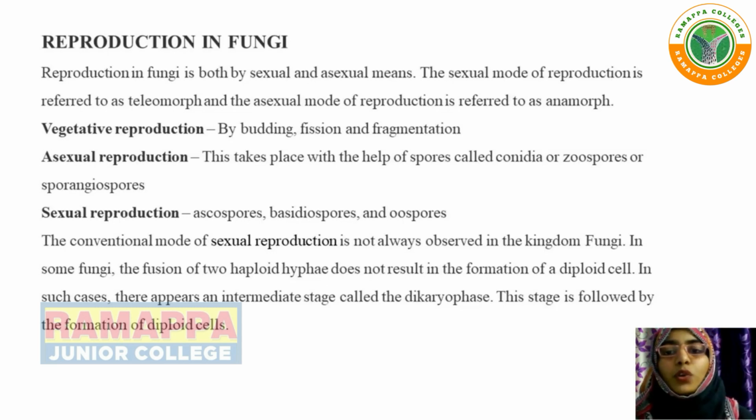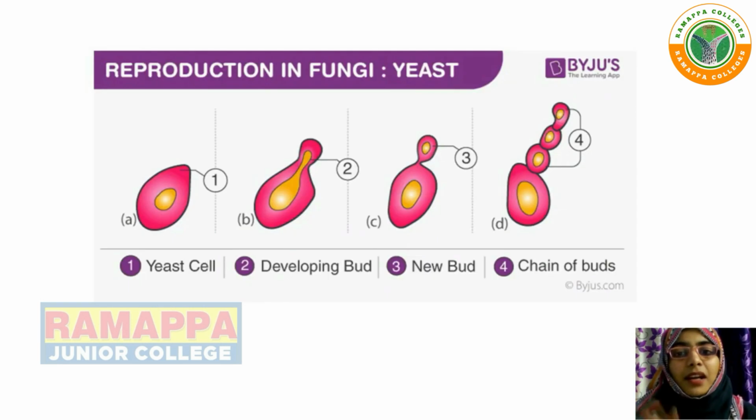Whereas in fission, a few unicellular forms like yeasts or slime molds multiply by the process of fission. You can see in the earlier slide, in the reproduction in fungi, I have given you a diagram of a yeast cell. A small yeast cell develops a bud with the help of cytoplasm. Later, new buds develop on the top, and a complete chain is formed. Once they are completely formed, they are detached from the parent cell. This is how reproduction takes place in vegetative propagation.